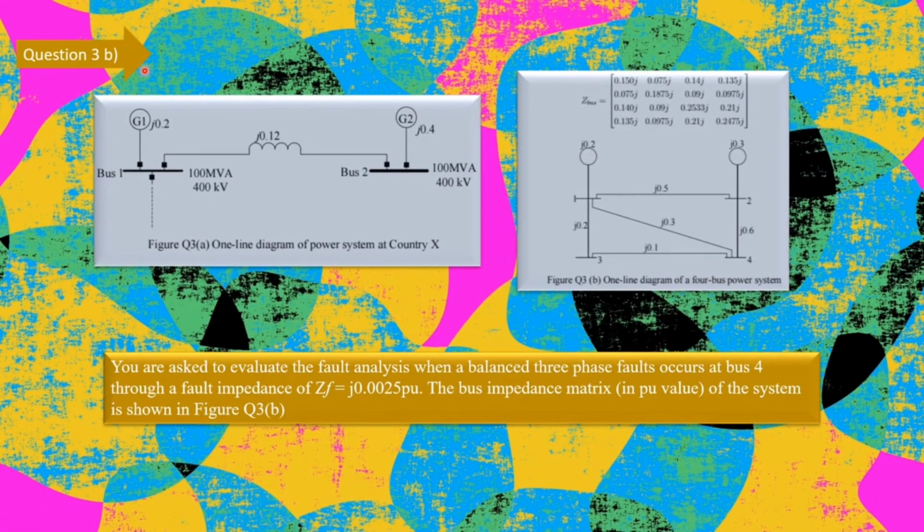Let us move on to question 3b. You are asked to evaluate the fault analysis when a balanced 3-phase fault occurs at bus 4 through a fault impedance of ZF equal to j0.025 pu. The bus impedance matrix in per unit values of the system is shown in figure Q3b. This is figure Q3b, with all the values shown here. So basically we need to make a fault analysis. So let us proceed with the fault analysis.